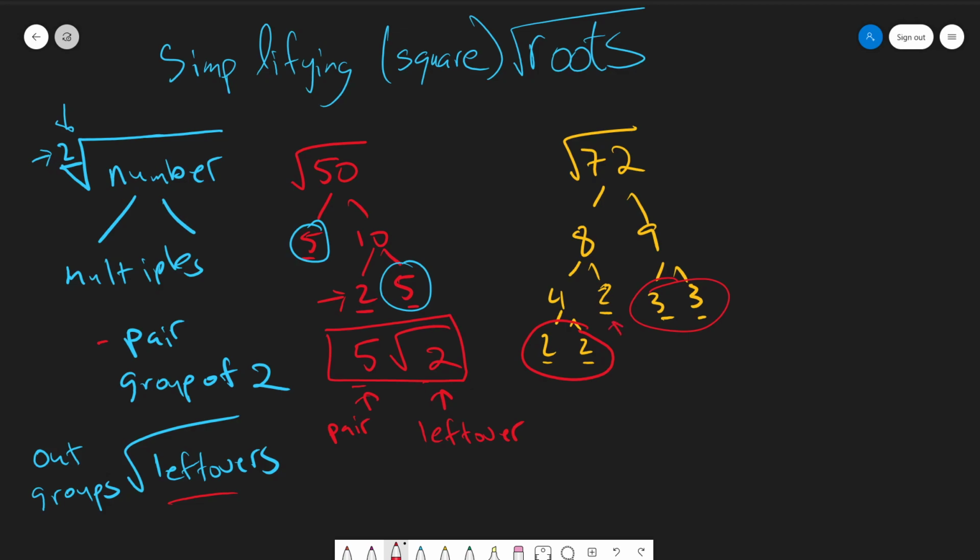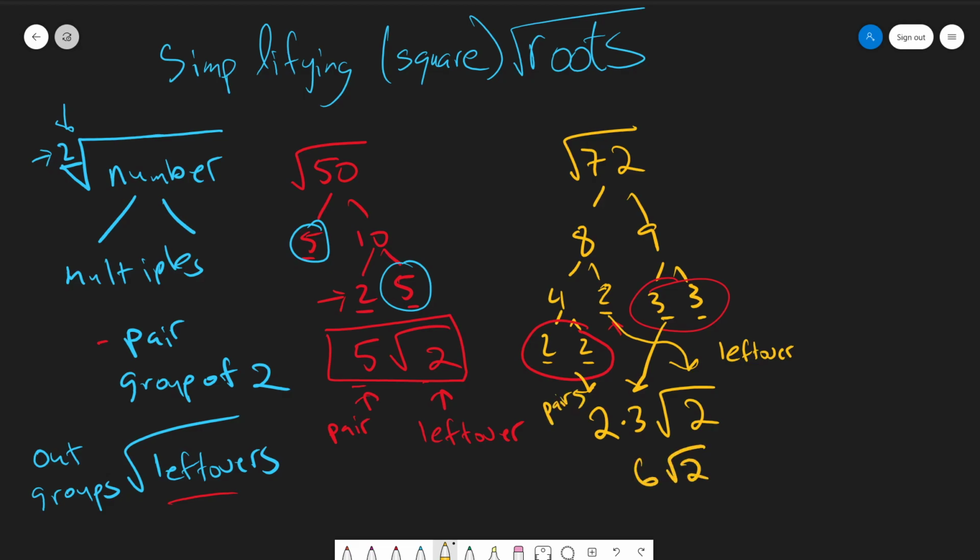So just like in our last example, that 2 is going to stay on the inside. It's leftover. But what are we going to do with this 3 and the 2? We're not going to make a 32. We're not going to add them. We are going to multiply them together. So this is 1 for each pair. And then we're going to simplify that and multiply them together and get 6 root 2.